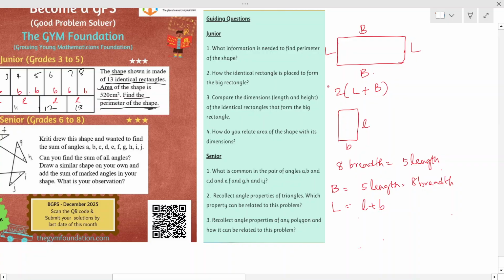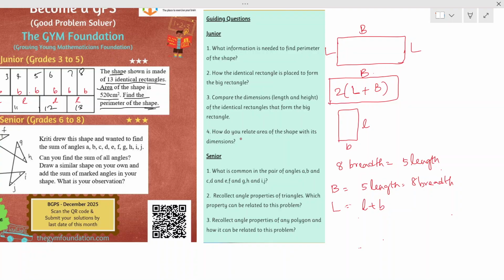Now this is what we have to find, the perimeter, and you can find the perimeter by finding capital L and capital B, and we have already found the relation. So just by knowing the length and breadth of the smaller rectangle, you can find the entire perimeter. That's the idea you have got till now.